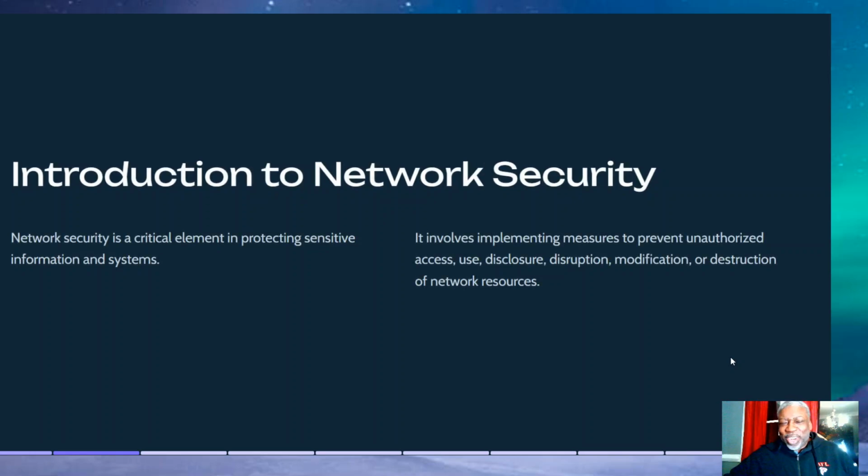introduction to network security. Do you even know what that is? Basically, it's all about how your data communicates from one location to another, right? It's transmitted, it goes through firewalls, servers, things of that nature. And so network security is securing those assets that perform those functions. That's an easy way to say it. But what I have here on the screen is it involves implementing measures to prevent unauthorized access, use, disclosure, disruption, modification, or destruction of network resources.